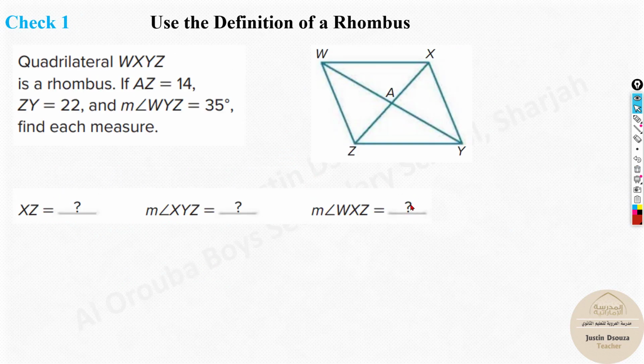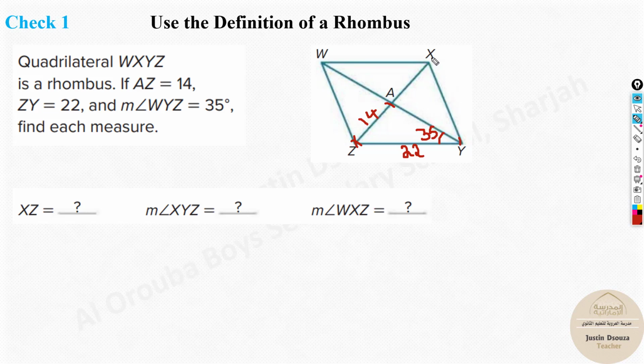Here we have to solve plenty of things. First, let's see what is given. AZ is given to be 14, this value, okay? AZ, this to this. Okay, and then ZY, where is ZY? This value is 22. And they have given the measure of angle WYZ. WYZ is 35. So what do they want? They want YX and Z.